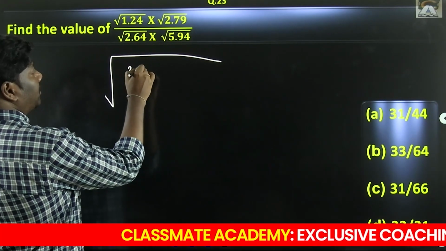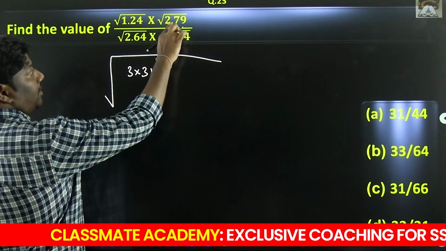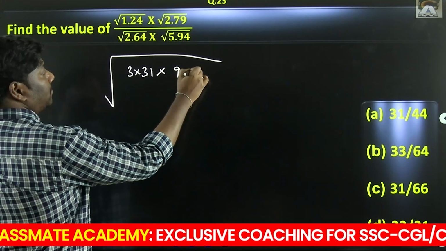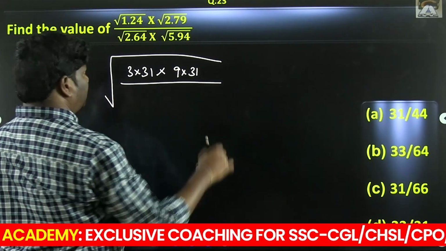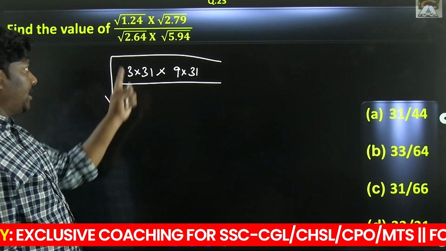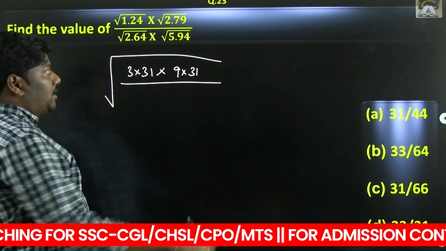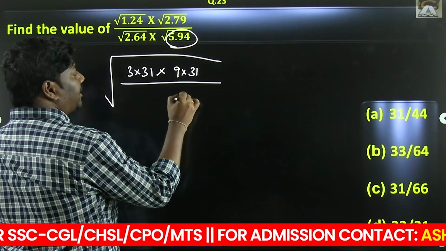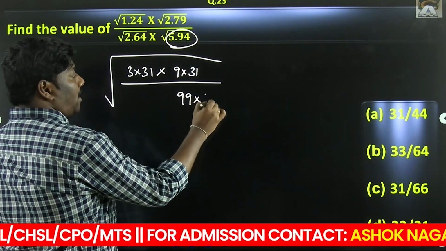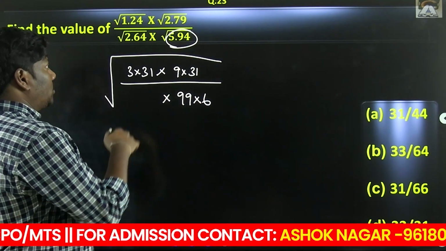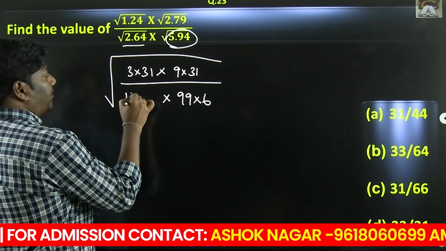124 is 3 into 31. 9 into 31. Okay, then after you can say 594. This is 600 minus 6. 600 minus 6 you can write it as 99 into 6. 264 you can write it as 11 into 24.